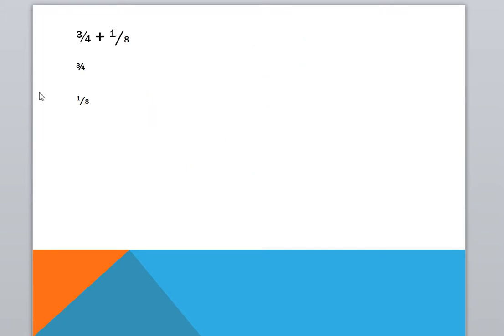3 quarters and 1/8. Notice again, I've got quarters and I've got eighths. I've got a multiple there, which makes life easier. It looks harder than it is. Look, 3 quarters is 6, 2 3s are 6, 2 4s are 8. 3 quarters is 6/8. So I can convert 3 quarters to 6/8, and then I've got another eighth there. And there I have it.